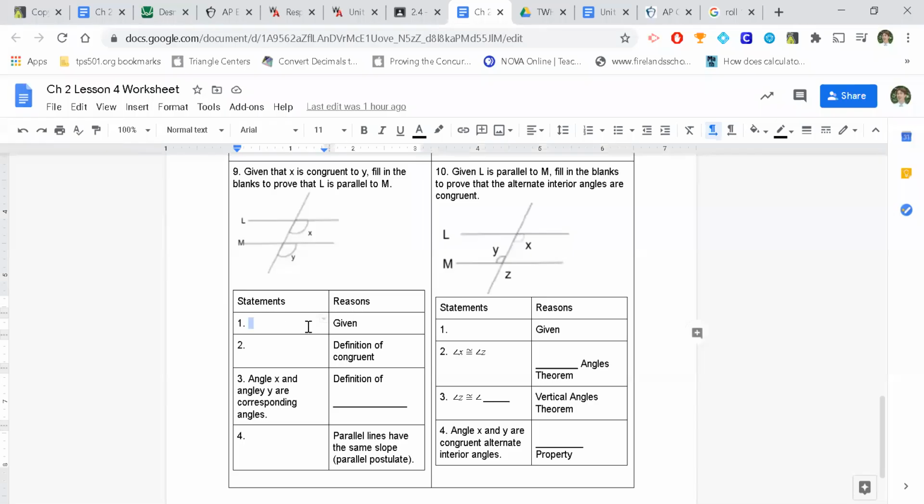What is my first statement going to be? What is given? X equals Y. Yeah, X is congruent to Y. So how I'm going to write that is, remember the symbol for congruent is this. You could just copy and paste it word for word, but the reason why I have this blank so small is because I expected you to write it like this.